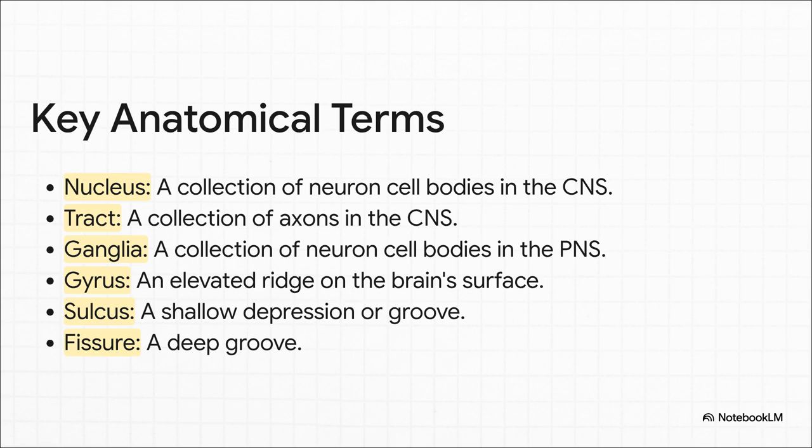For the wrinkly surface of the brain, think of it like a landscape. The elevated ridges or hills are called gyri. The shallow valleys between them are sulci. And if you have a really deep groove, like a canyon, that's a fissure.